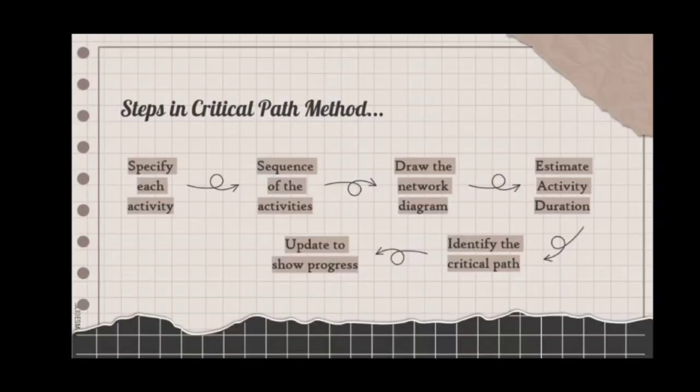Then, identify the critical path. This critical path is the network's longest path. It's crucial because any extension of an activity's duration due to a delay will always lengthen the critical route, thereby delaying project completion. And finally, modify your critical route to reflect progress and use it as a monitoring and planning tool. This is the last step, which is update to show progress.